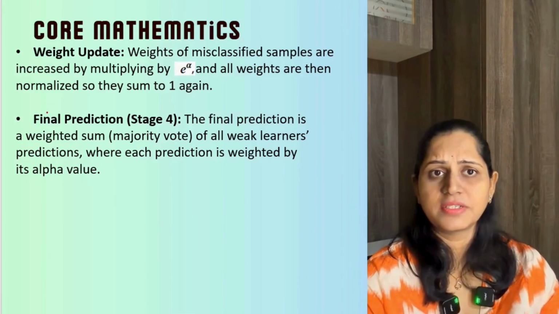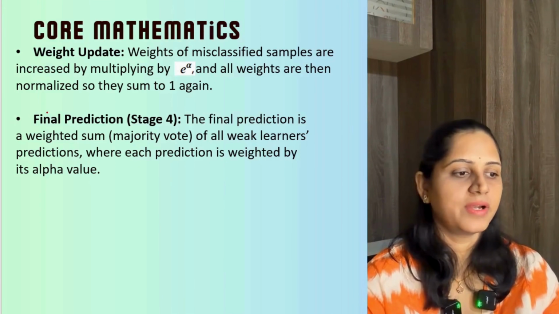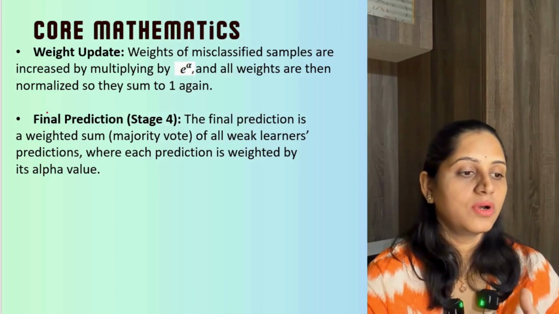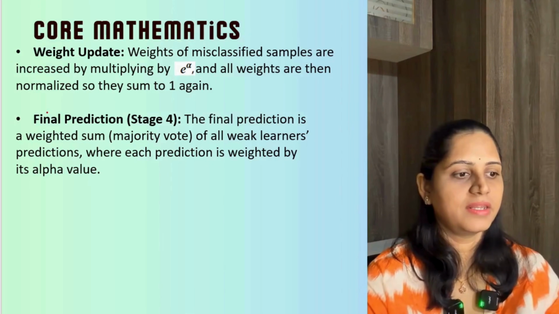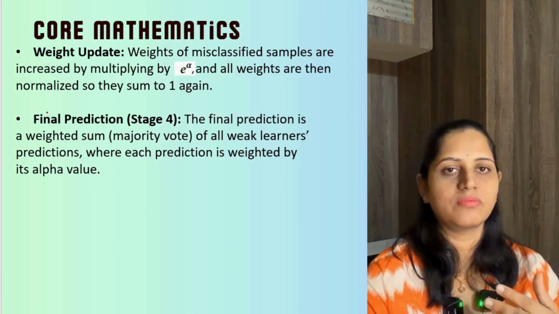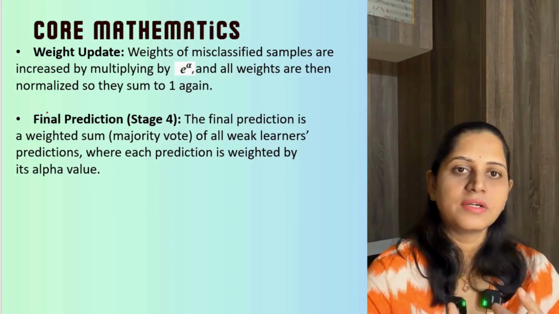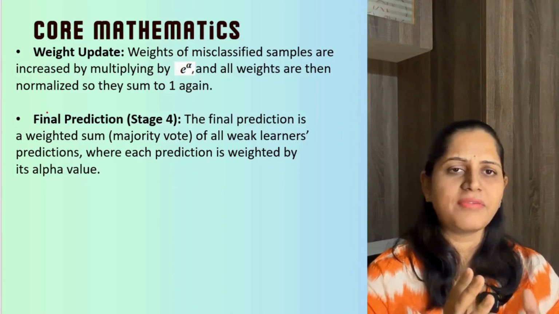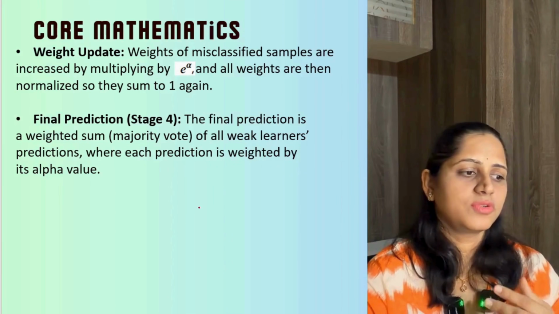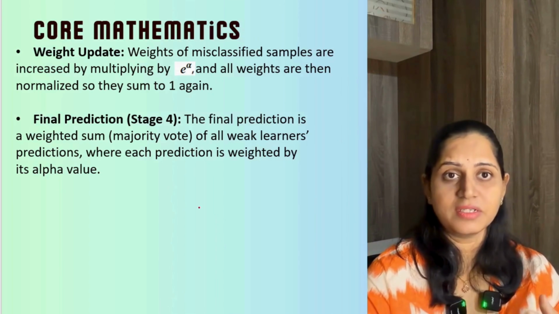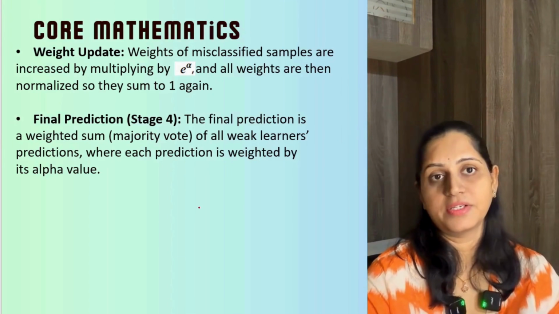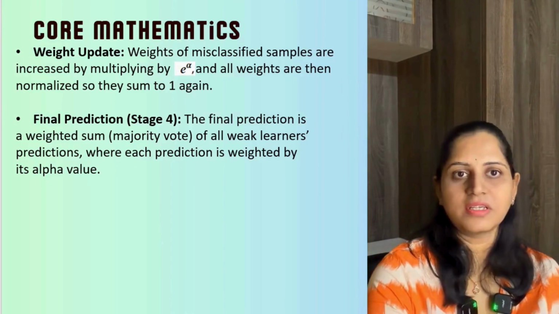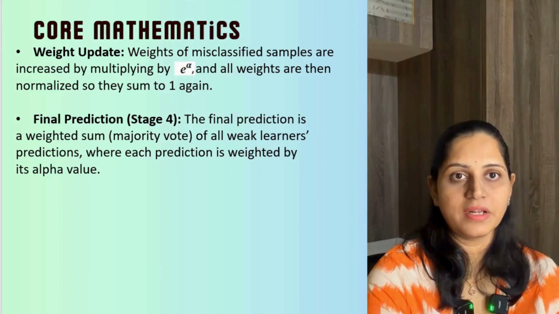Then we will update the weights. That's the next point. When updating the weights, we take all the misclassified samples and multiply them by the error part. Then all the weights get normalized, so we bring them back to the measurement scale. Then the final prediction is the weighted sum of all weak learners, and we take the sign. There is a formula for that, which I'm going to show you during our mathematical calculation part.